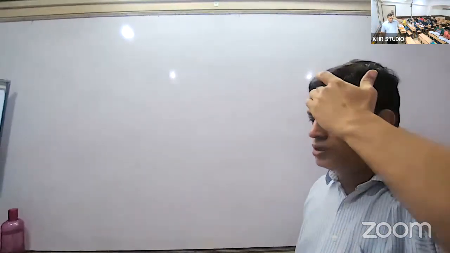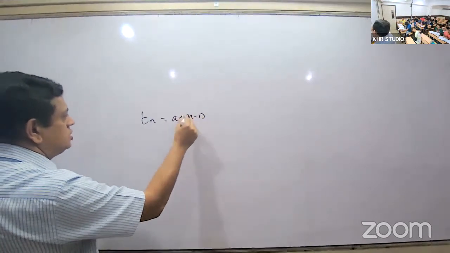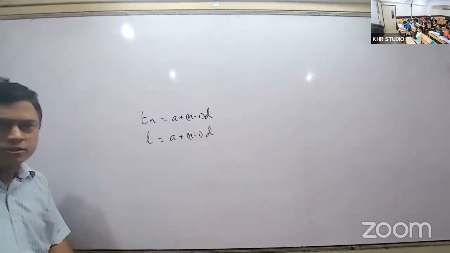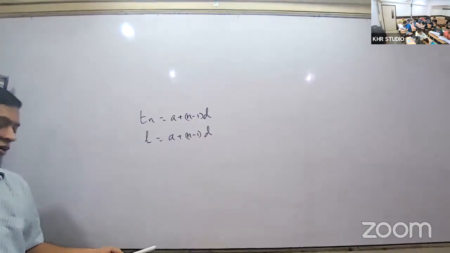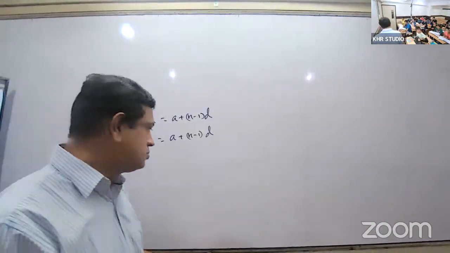How do you find the nth term? Tn is equal to A plus n minus 1 times D. It's so simple, one formula only. That is the one formula you studied. Tn or last term, same thing. What is A? First term. What is D? Common difference. n is the number of terms. Tn is the last term, nth term, general term. This is the formula we study.